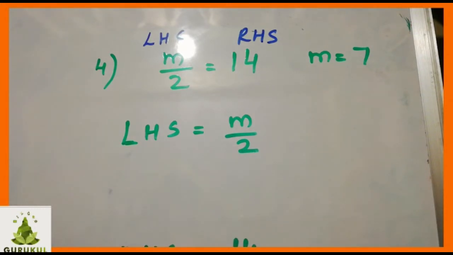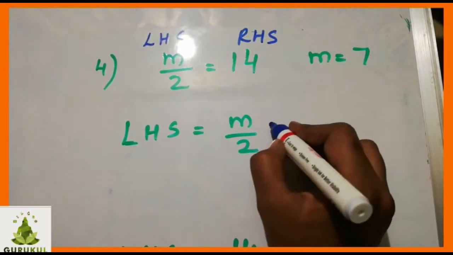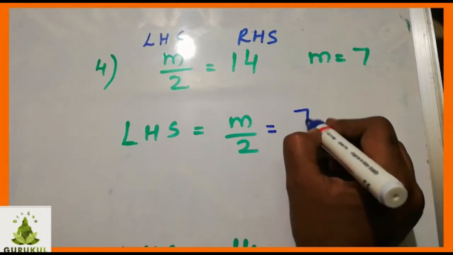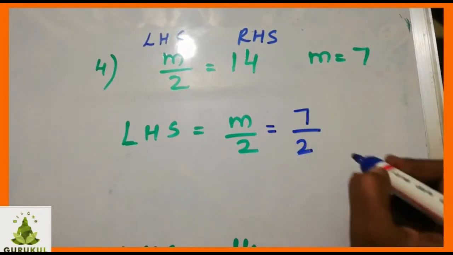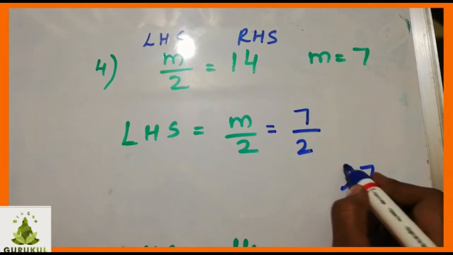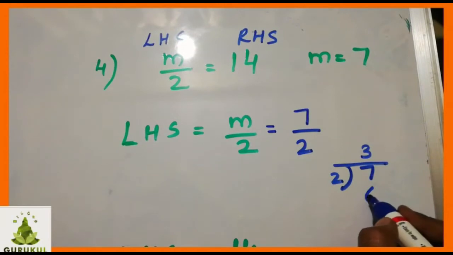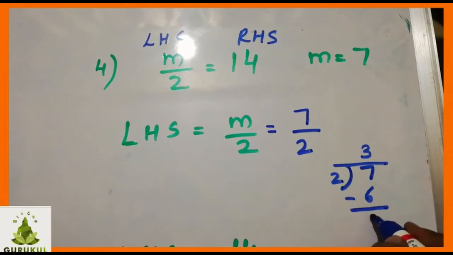Now let's start with that. LHS means m upon 2 is given. So m divided by 2 means in the place of m I should write 7. So 7 upon 2. Now you divide 7 by 2 and see what answer you get. 2, 3 times 6. Subtract. When I subtract I get 1.